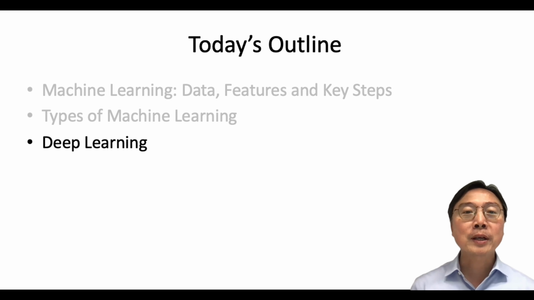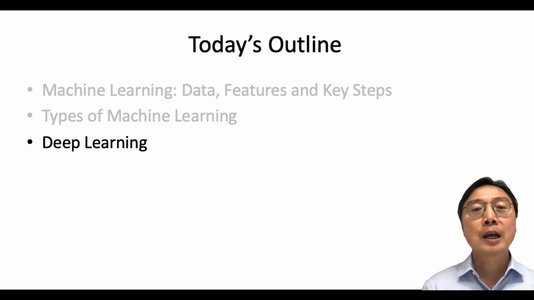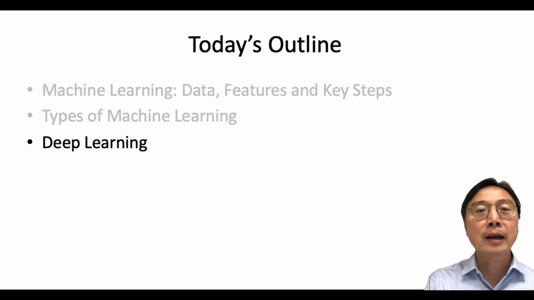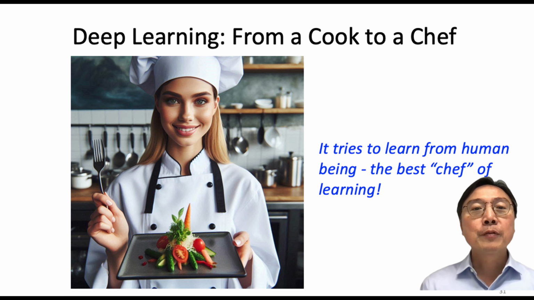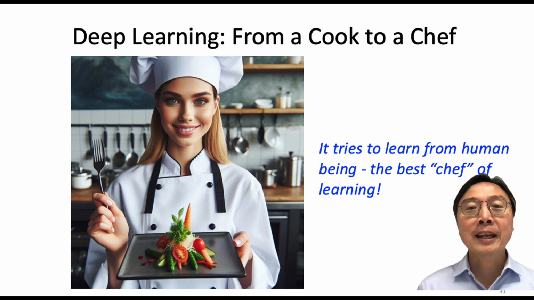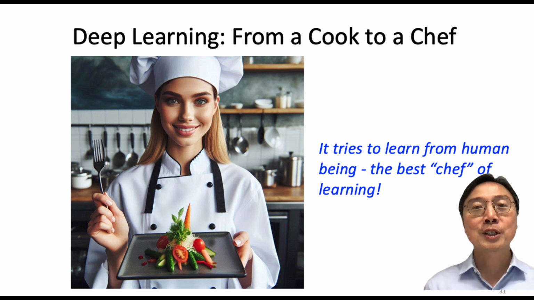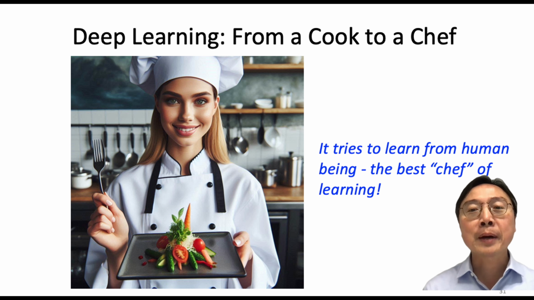Now, the last topic is on deep learning, which is one of the most popular machine learning algorithms. That's why I have to highlight it a bit in this lecture. If some people start using deep learning, as I put in this slide heading, you're moving from just a cook, just someone who knows machine learning, to a chef. You can do machine learning in a very professional manner, because this is very powerful.